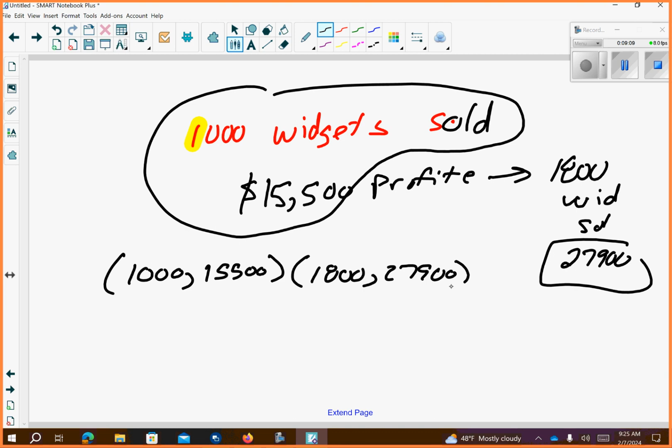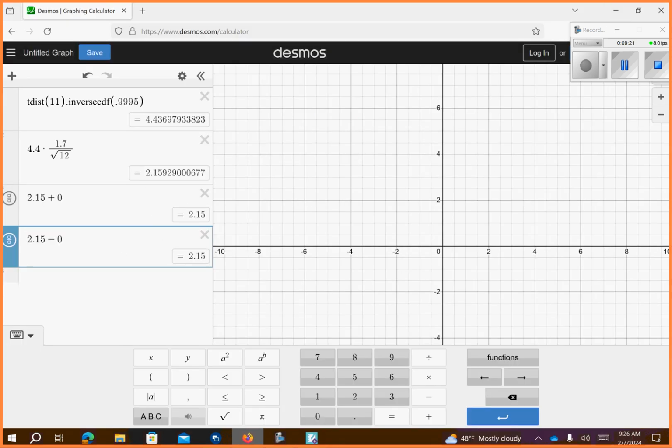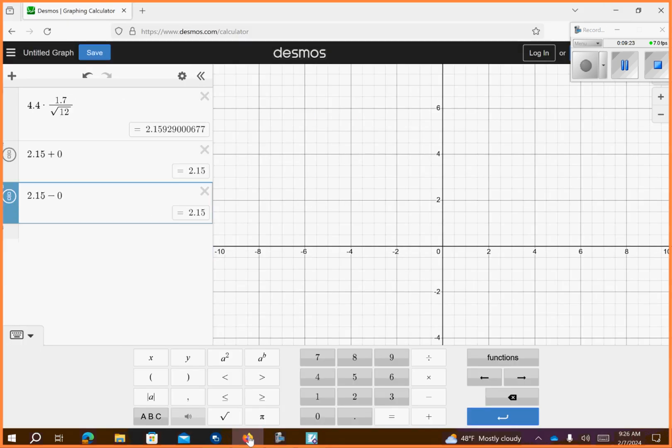Do they look like equations, or do they look like points? What do you think? Points. Points. All right, so we could go find the slope, use point slope, solve for y, or we could jump onto Desmos.